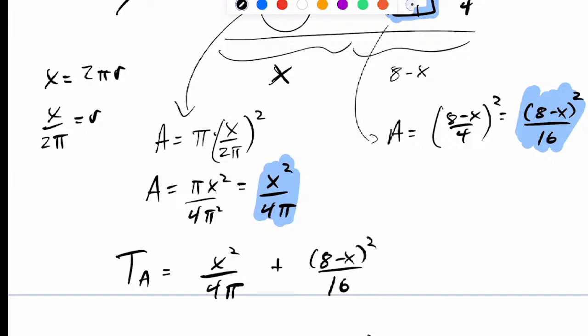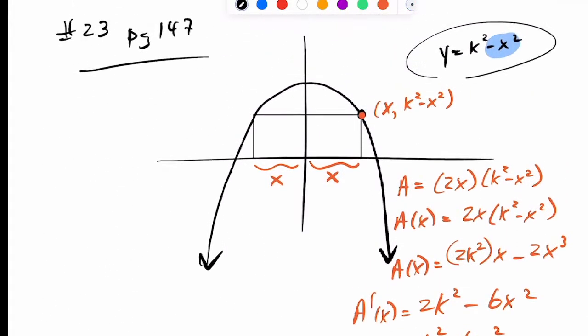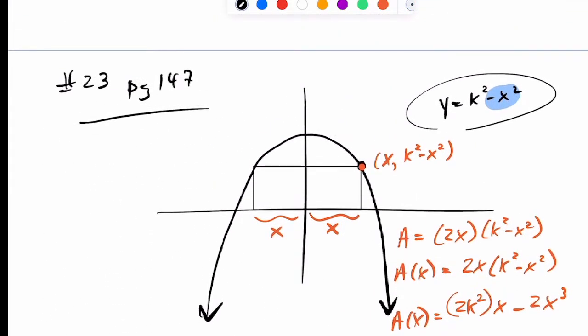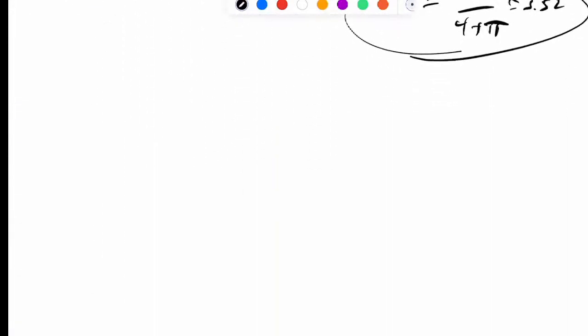Okay, are there any others here? Bansari wants 20, 23, 41, and 44. 20. Oh yeah, the printing question. Printing poster question. Number 20.